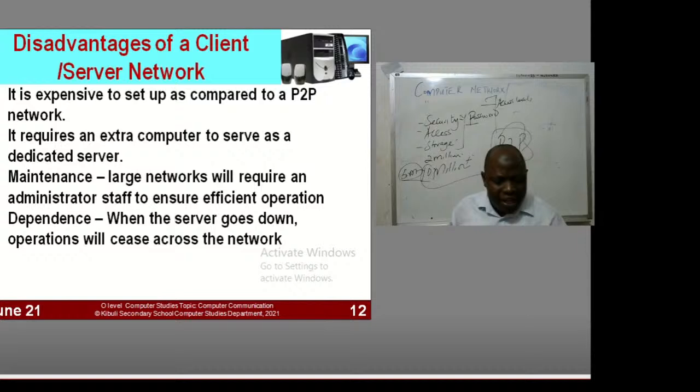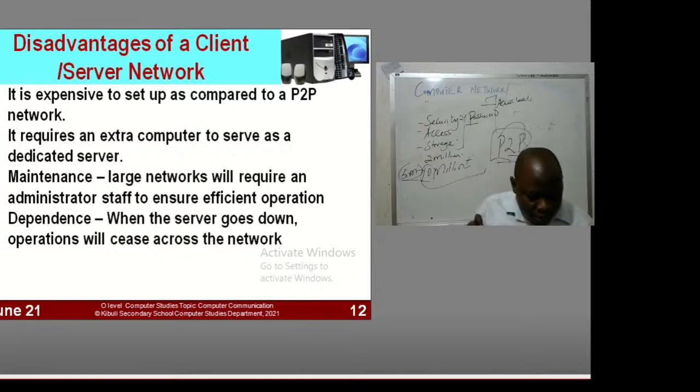Then it requires an extra computer to serve as a dedicated server. That is what we are talking about: a dedicated server, an extra computer, but the computer is bought at an expensive price.